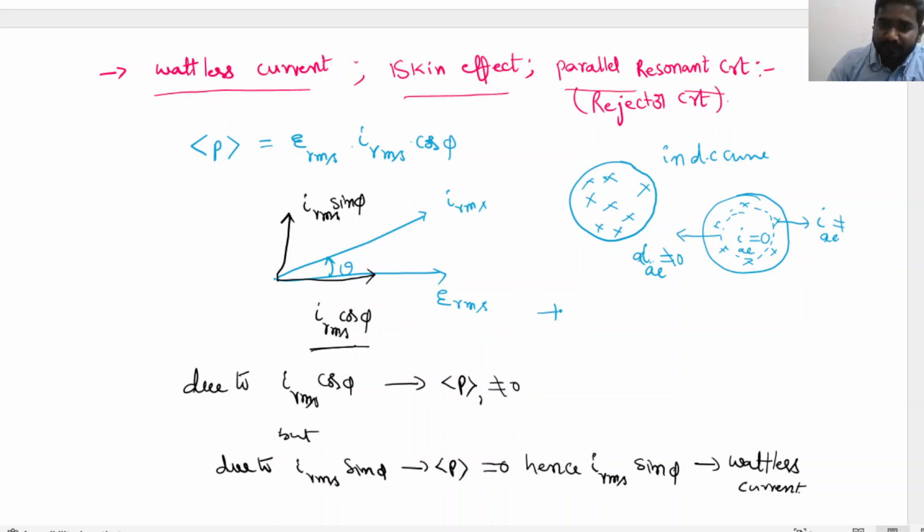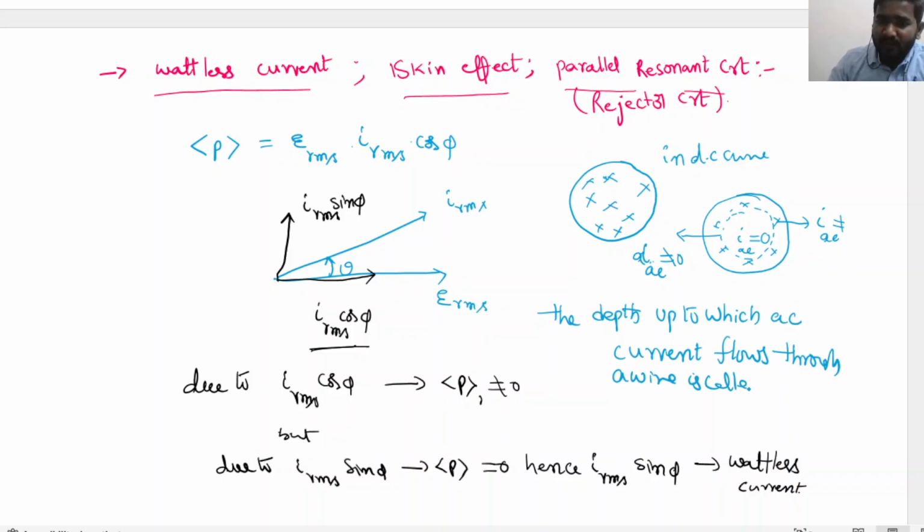So the depth up to which AC current flows through the wire is called the skin depth. It is denoted with rho. It depends on the nature of the medium.